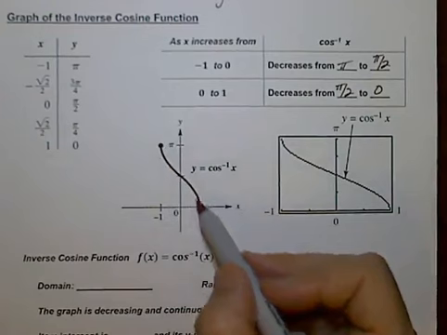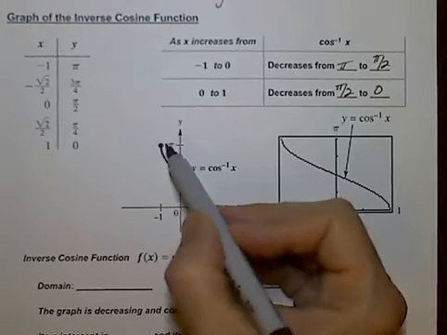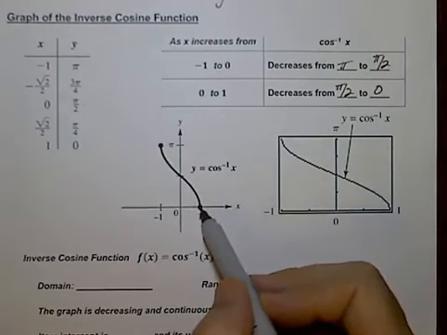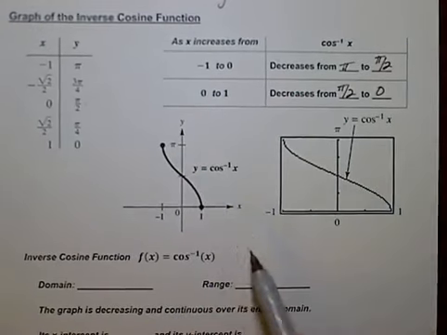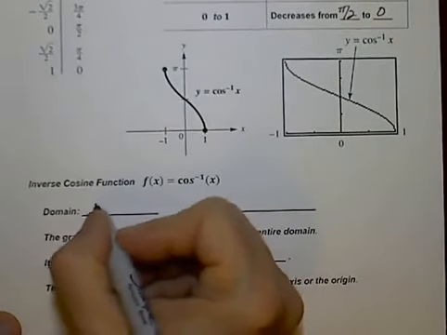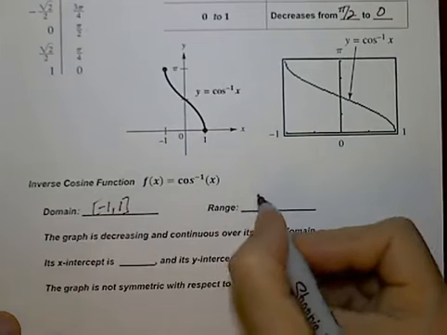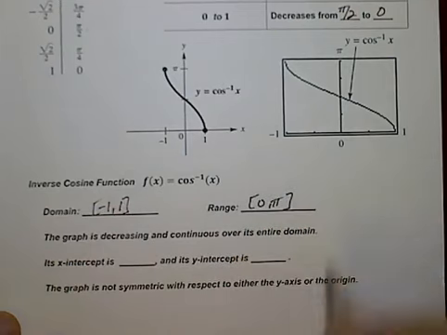And if we look at the graph, we can see that happening. Our y values are starting up here at pi, and by the time we get down here, they're down to 0. So this is a decreasing function across its whole domain. Our domain for this is -1 to 1. Our range is 0 to pi.